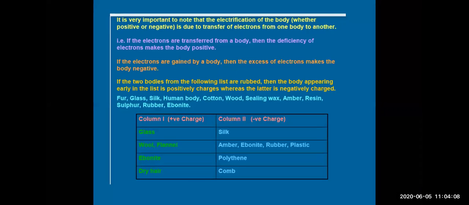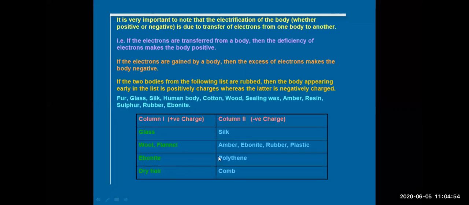Now if you take glass and silk, in that case, glass will become positive, silk will become negative. If you take wool and flannel, or if you take fur, then they will become positive, and all the other things like amber, ebonite, rubber or plastic will become negative. The same if you take ebonite and polythene. Polythene is the plastic cover that we have. Then ebonite will become positive, polythene will become negative. Next, the example of dry hair and a comb. We did this experiment also. You take a comb and rub your hair fast. Then your hair will become positive and the comb will become negative.